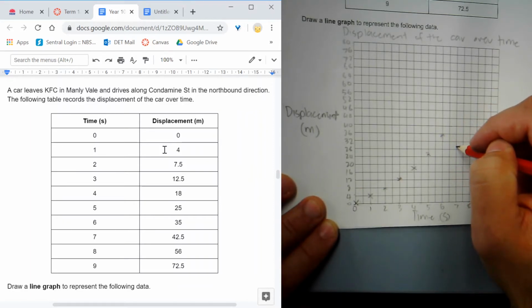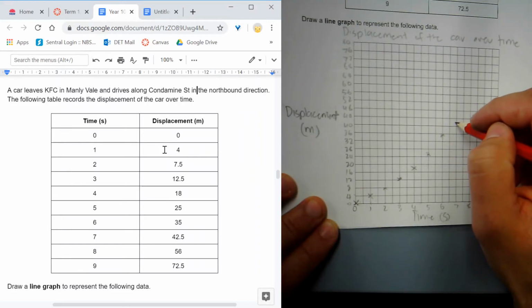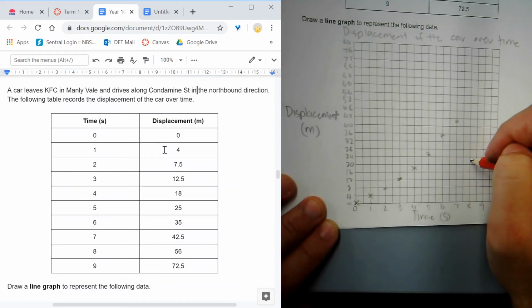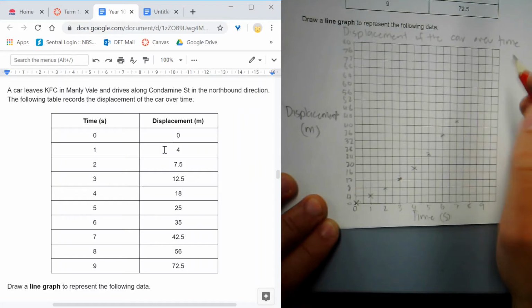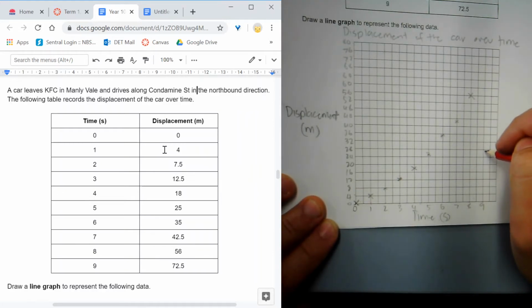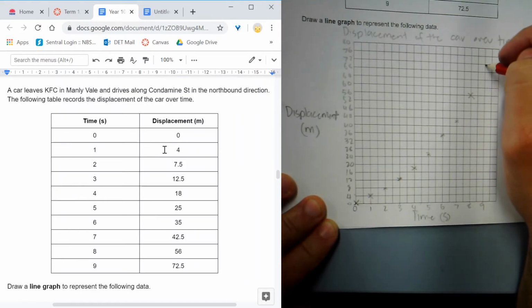After 7 seconds, it's 42.5 meters away. So there's 40, there's 44, 42 is there, 42.5 is in here. If I go to 8 seconds, it's 56 meters away. So that's an easy one that actually falls on the line itself. And if we go to 9 seconds, we're 72.5 meters away. So I'm going to follow this 9 line up. That's 76, that's 72, that's 74, which means halfway there is 73. So 72.5 sits somewhere in there.